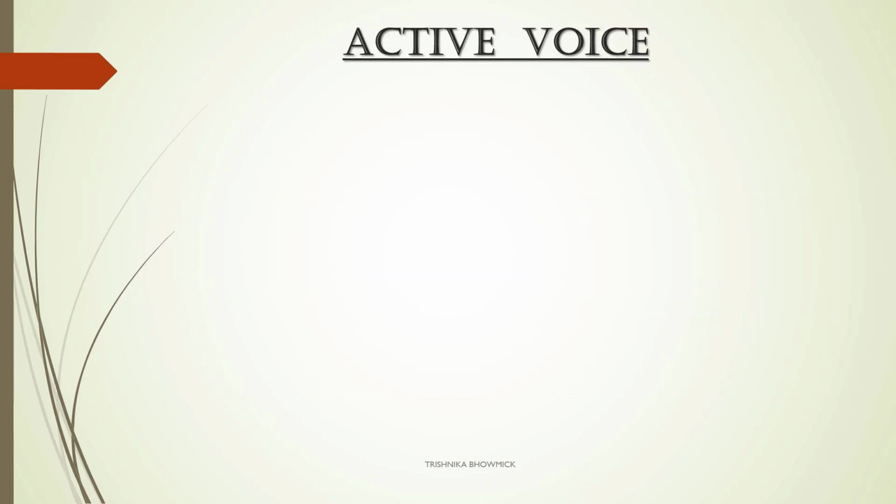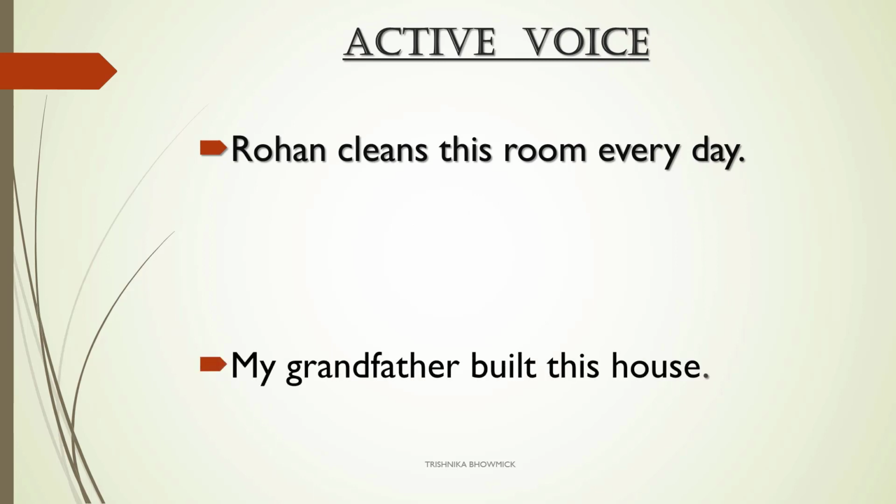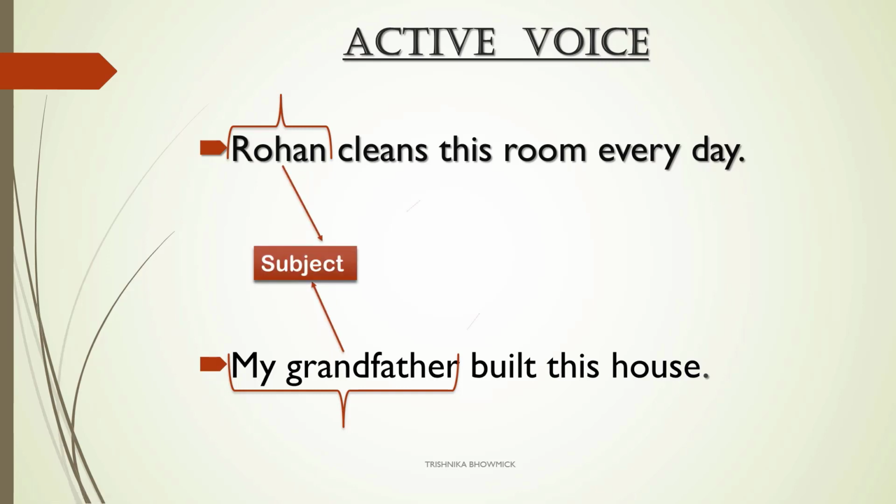First, we will see some examples of active voice. Rohan cleans this room every day. My grandfather built this house. Though we all know which is the subject or object or verb in this sentence, let's revise again. In these two sentences, the subjects are Rohan and my grandfather. The verbs are cleans and built, and the objects are this room and this house.